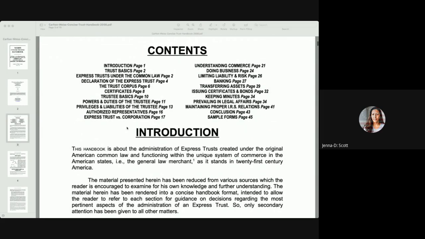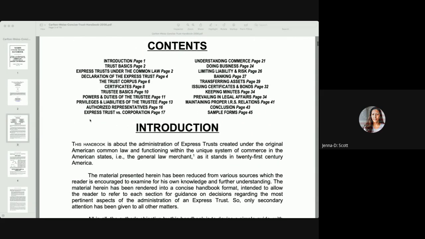Now we are looking at the contents of this book. On page 1, we have the introduction. On page 2, we have trust basics. Page 2 also talks about express trusts, in particular under the common law. Page 4 is declaration of the private trust. Page 6 is the trust corpus. Page 8 is certificates. Trustee basics is page 10. Powers and duties of the trustee, page 11. Privileges and liabilities of the trustee, page 13.